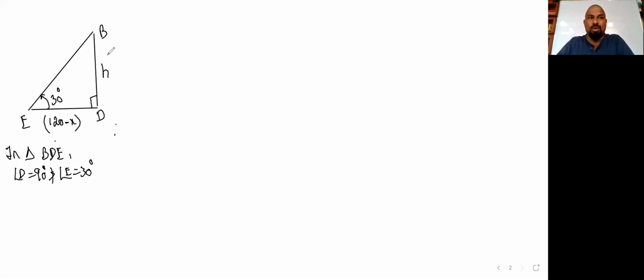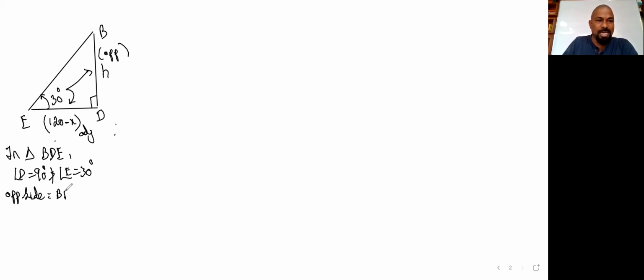Now, what are the things we know? The opposite side of 30 degrees, and the adjacent side of 30 degrees. Which is the opposite side here? The opposite side is BD, which is nothing but H, and the adjacent side is ED, which is nothing but 120 minus X. Now, what is the trig ratio connecting opposite and adjacent? Obviously tan.